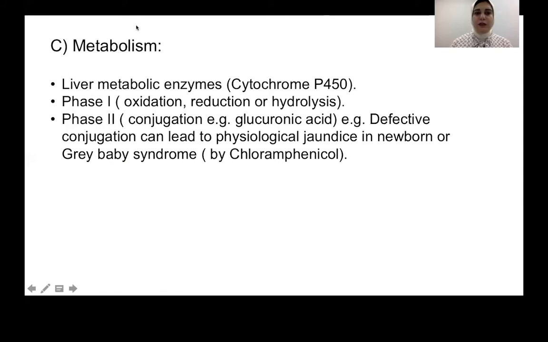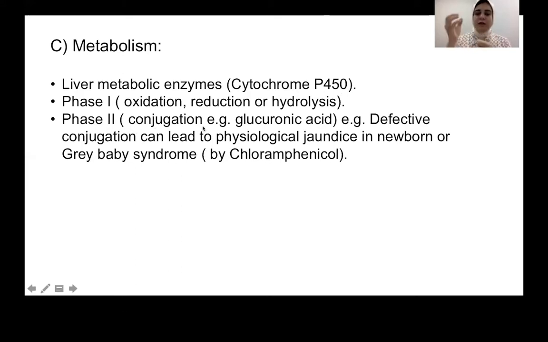Okay, number 3, regarding the metabolism. The liver metabolic enzymes, this family of enzymes, cytochrome P450, may not be mature enough to metabolize the drugs. In metabolism, we have 2 phases. First, it's phase 1. These reactions happen in phase 1: oxidation, reduction, or hydrolysis. Here, the drug becomes inactive.